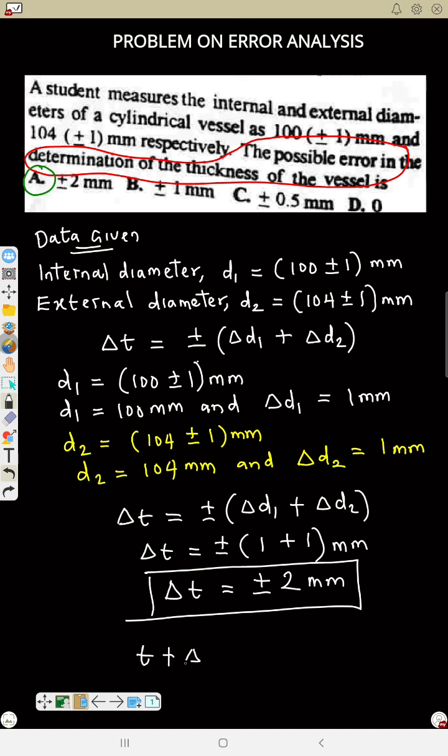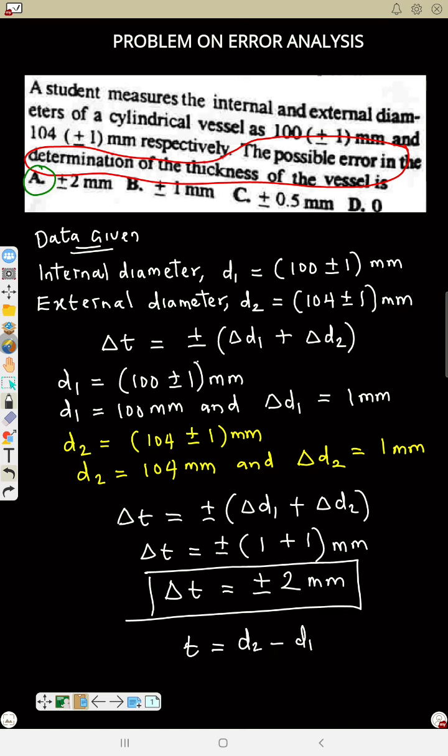So the measurement of the thickness can be T plus delta T. We know T already. How can we find the thickness? Normally this is the answer for the possible error in the determination of thickness. But what is the measurement of the thickness in this case with the error limits? That's what I want to do now. So first of all, the thickness will be D2 minus D1.